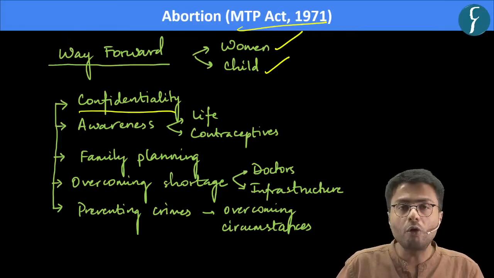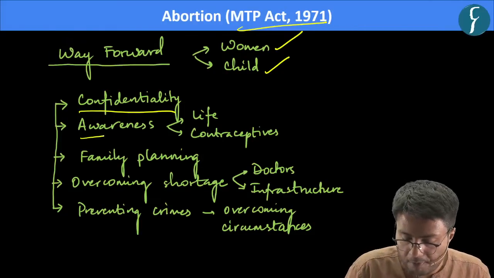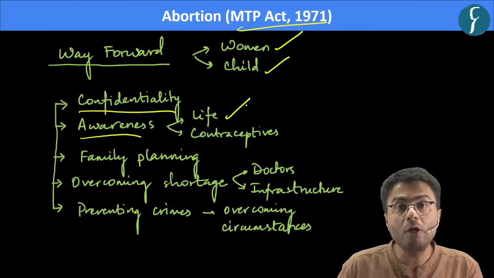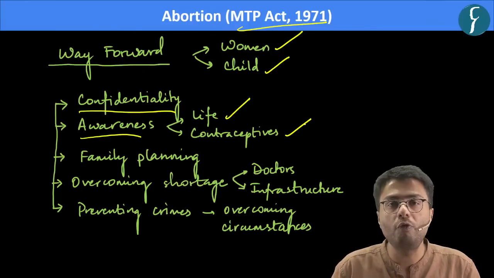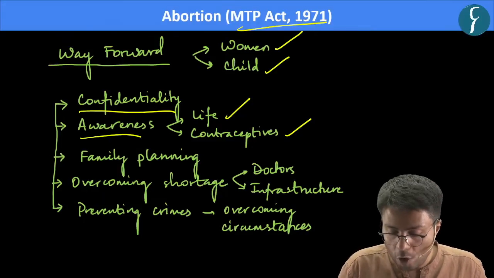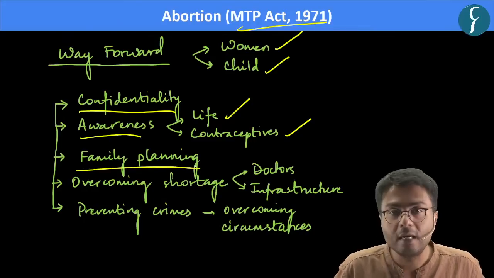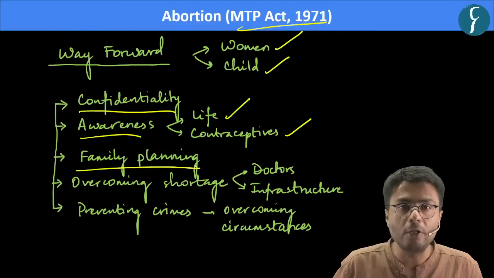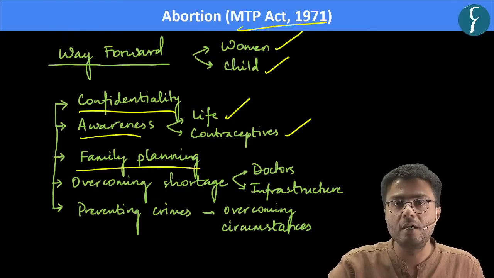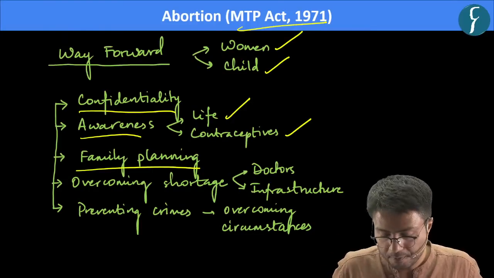Further, there is also a need to increase awareness among people related to the importance of human life as well as the importance of contraceptives in reducing the amount of unwarranted pregnancies. Further, there is also a need to improve family planning among newly wed couples as they will then be able to plan their pregnancies in a more desirable manner.